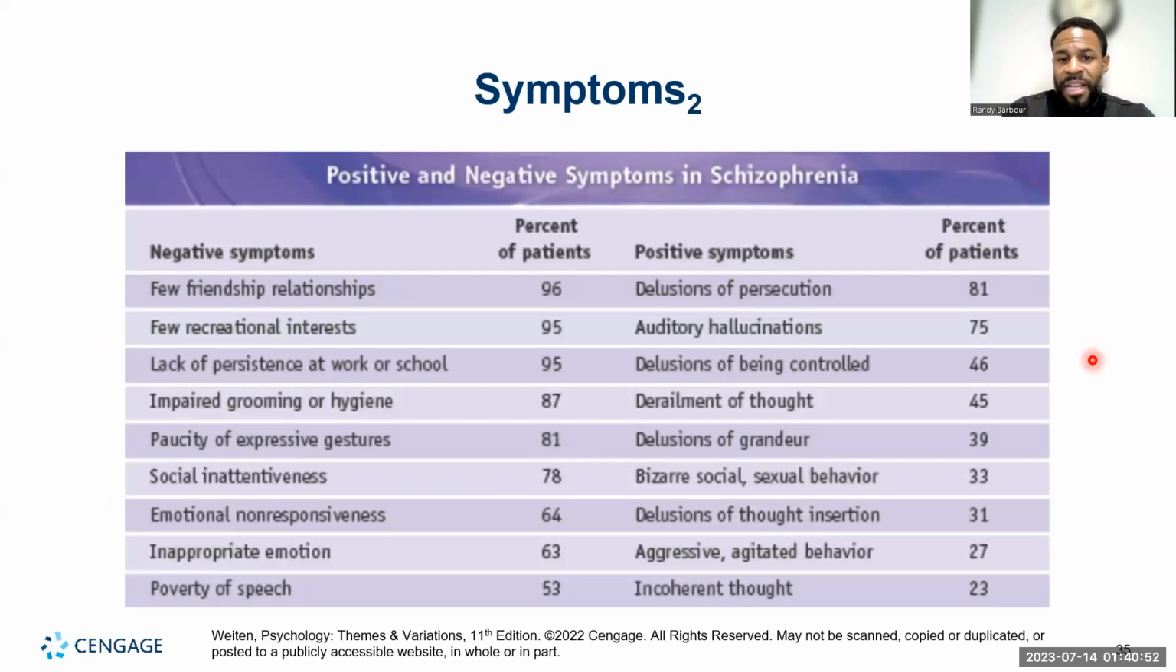So here are some of the positive and the negative symptoms and the percent of patients that exhibit them. For the negative, 90% say they have few relationships, lack of persistence at work or school, and few recreational interests. For the positive, 81% say they have delusions of persecution. They feel like somebody's attacking them, someone is out to get them, the government is coming to arrest them. Auditory hallucinations, 75% say they hear voices in their head.